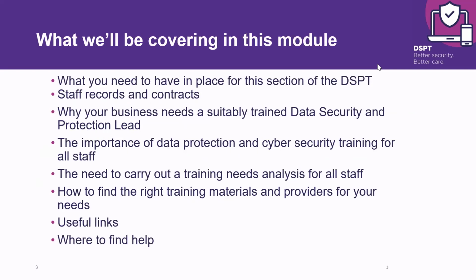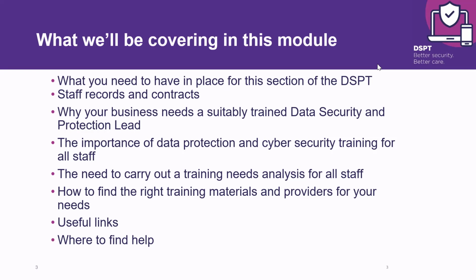What are we going to be covering? We'll be covering what you need to have in place for this particular section of the DSPT, which is staff records and contracts. We'll be looking at why your business needs a suitably trained data security and protection lead, the importance of data protection and cybersecurity training for all staff, the need to carry out a training needs analysis, how to find the right training materials and providers for your needs, and then there are various links, etc., and where to find help. But in essence, where to find help is the Sussex Digital team. Right, so without further ado, let's move into the session per se.